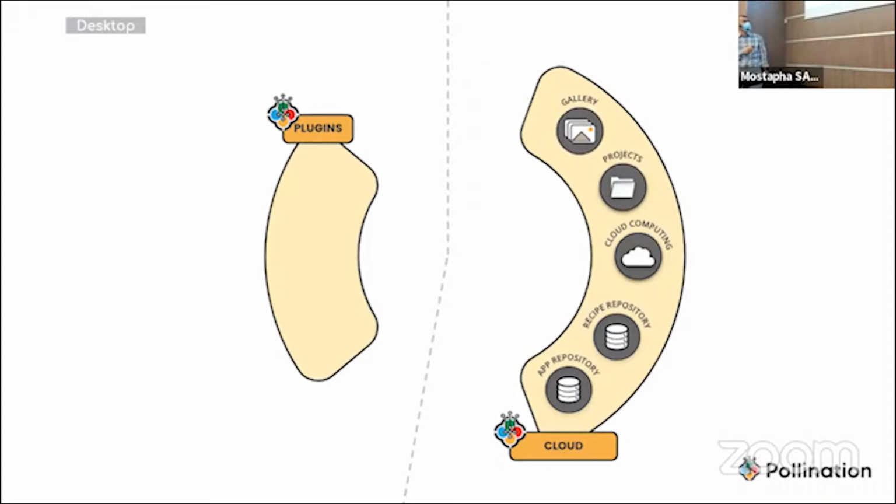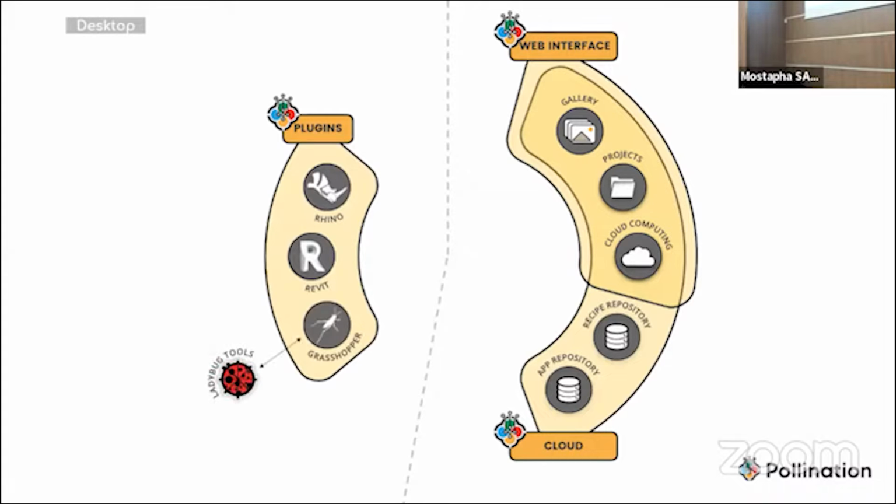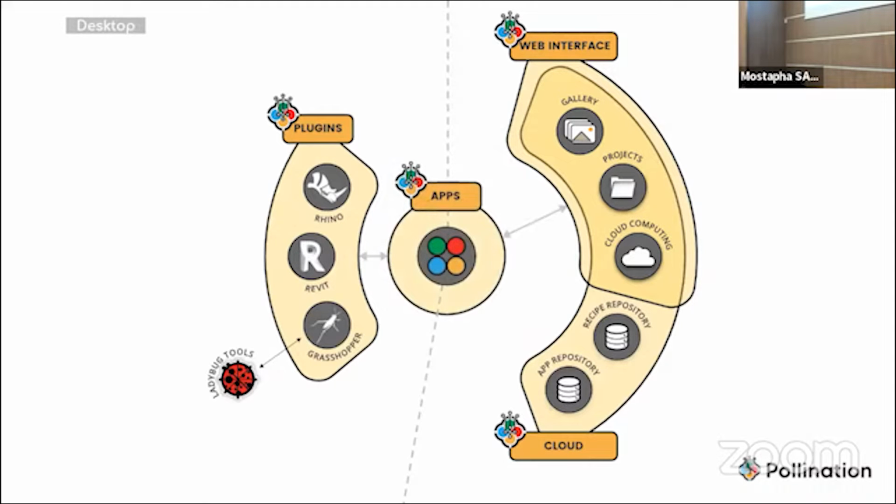Then we have projects and galleries, which are the ones that can help you in the web interface for project management. And on this side, we have 3 plugins for now. We have the Revit plugin, the Rhino plugin, and the Grasshopper plugin, and I'll talk about each of them and why they're important. The Grasshopper plugin works with Ladybug Tools, so if you're a Ladybug Tools user already, Pollination makes you capable of using all this cloud technology with 2 extra components, which is magical. And then you have the apps in the middle that connect all this technology together.